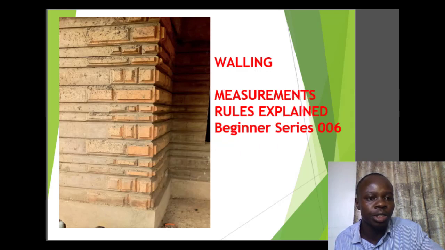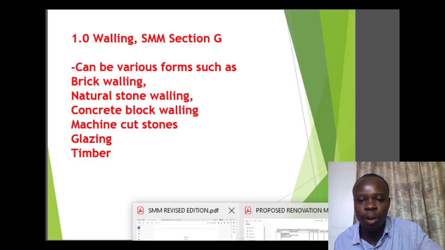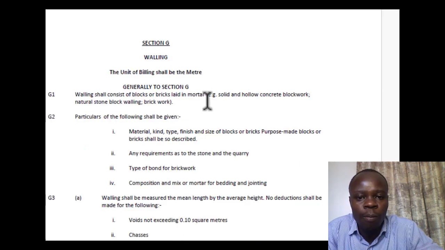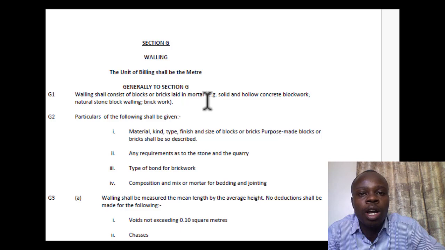Upon making that introduction, we'll look to the next item. This is section G of the standard methods of measurement that we are looking at. Section G is what gives the provisions in which you are expected to handle your estimation for the walling. As usual, I'll explain straight to the point in summary so that we don't waste much time. You know what you're looking for, you go straight to it, and you use it for your benefit.